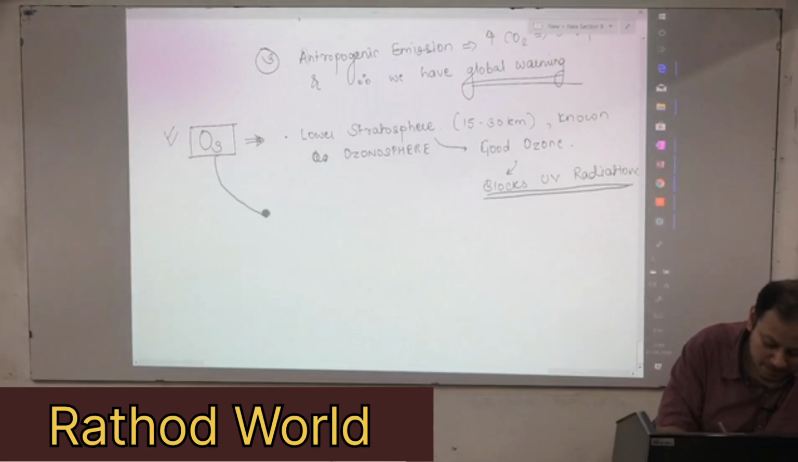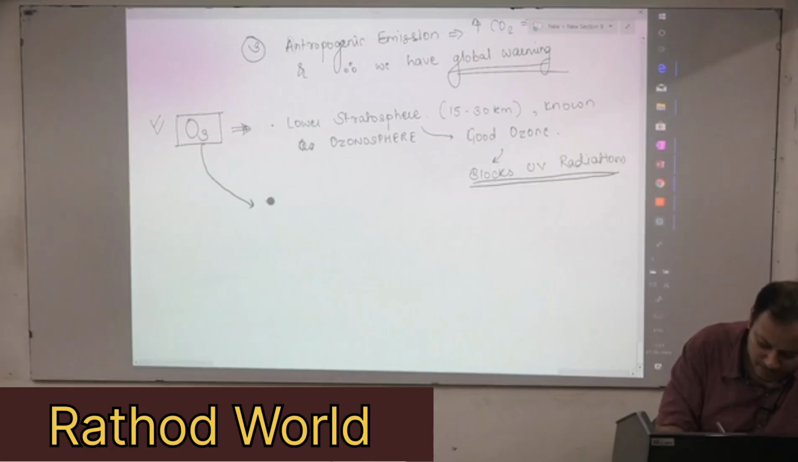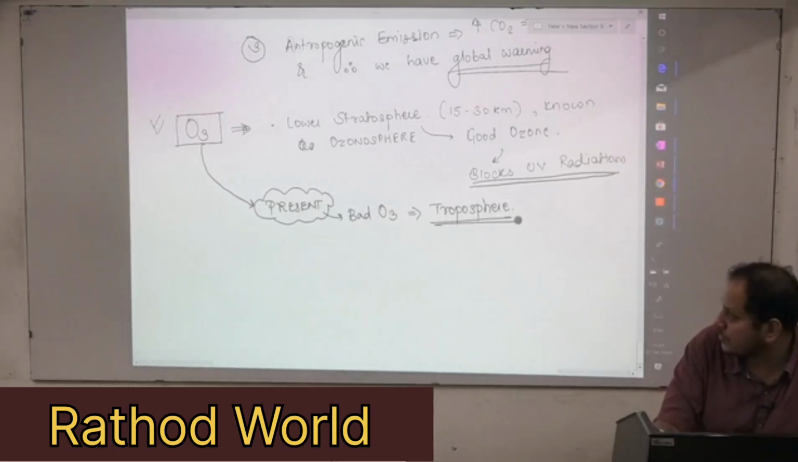But in the present day scenario, there is an increasing amount of bad ozone. What is this bad ozone? Bad ozone is the ozone that is found in the troposphere. It is the ozone that is found in the troposphere.